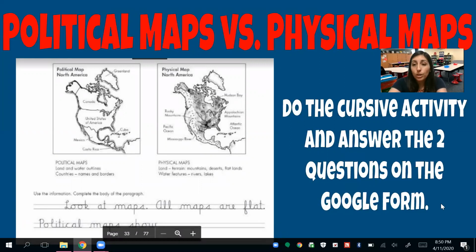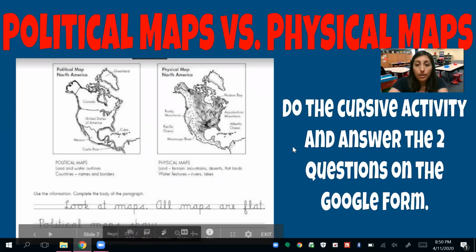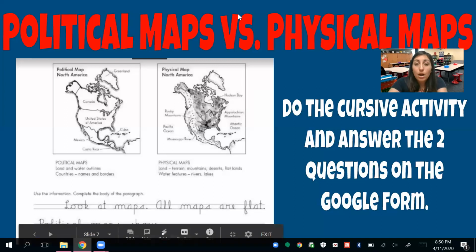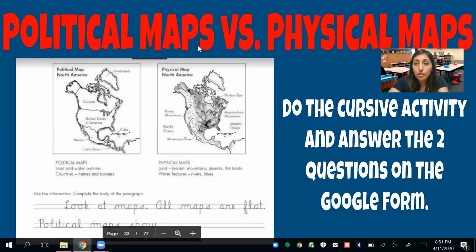There's going to be 2 questions, one for political, one for physical, and you'll go on there and answer those 2 questions. There is not a place to put your handwriting page, but if you want to show off your beautiful cursive handwriting and have your parents send me a picture on Dojo or on email, I would love to see y'all's cursive handwriting. I know it's been forever, but that's optional. The graded assignment is going to be through that Google form.